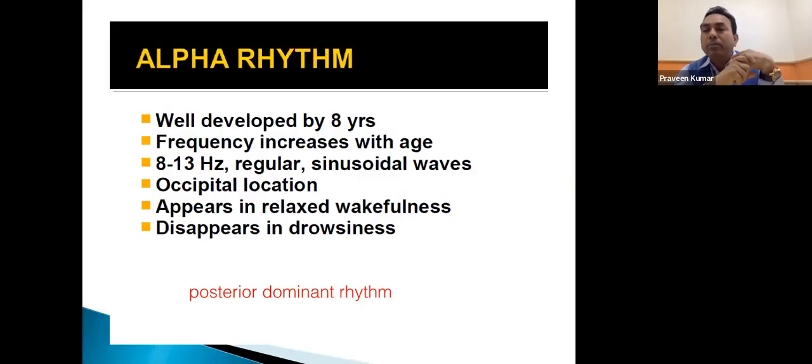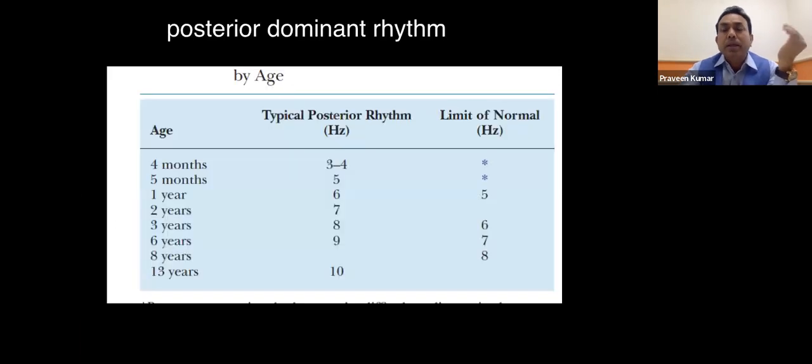Alpha rhythm is well developed by 8 years of age, and frequency increases with age, 8 to 13 hertz. Occipital location, as we just saw on the previous EEG, it appears in relaxed wakefulness and disappears when you open the eyes. So when the eyes are closed and you are awake, you see the alpha rhythm. If the eyes are open and you are awake, the alpha rhythm goes off. Normally by 3 years onwards, you must get 8 hertz per second. Below 3 years, you may have a lower frequency of the posterior dominant rhythm. They may not be in the alpha range, but beyond 3 years of age, you should start getting 8 hertz and above posterior dominant rhythm. So posterior dominant rhythm is the rhythm which you see in the occiput.